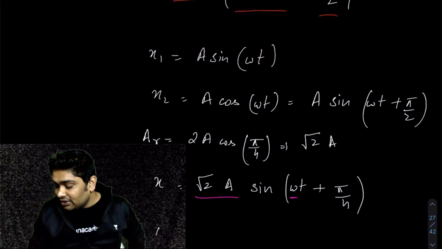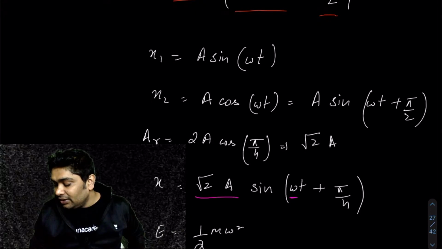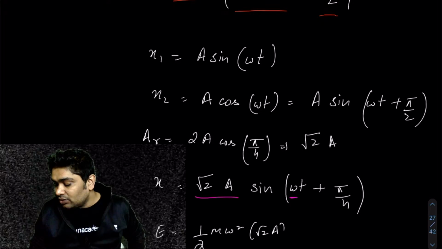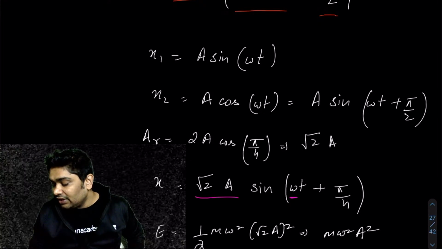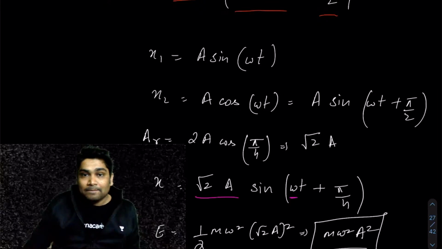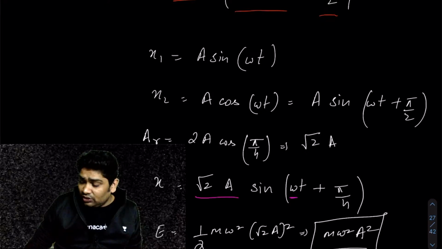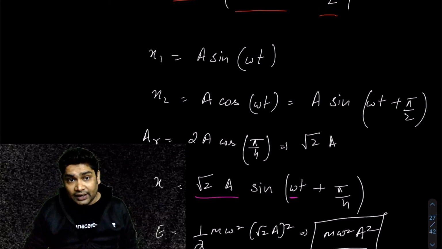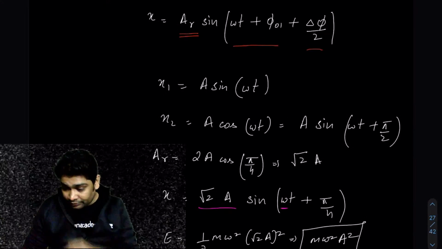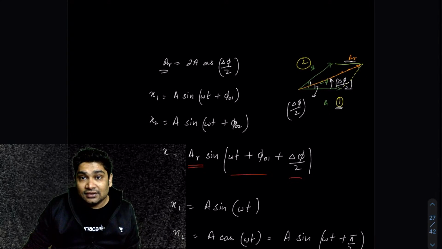Right, so energy is going to be half omega square into root a whole square. So that would be m omega square a square. That is our answer. Okay. Again, follow the methods. Follow both the methods. You should know how to write the resultant SHM. Okay, very important this analysis.